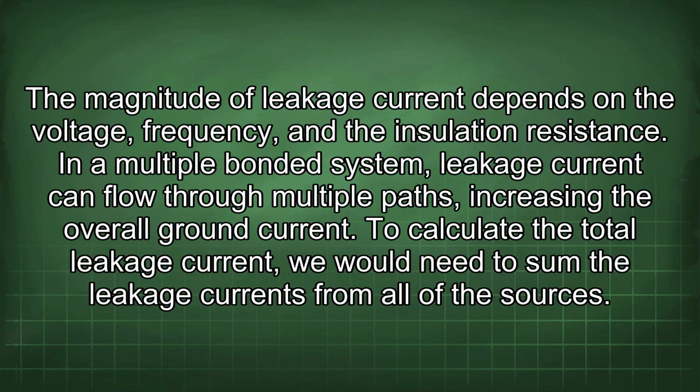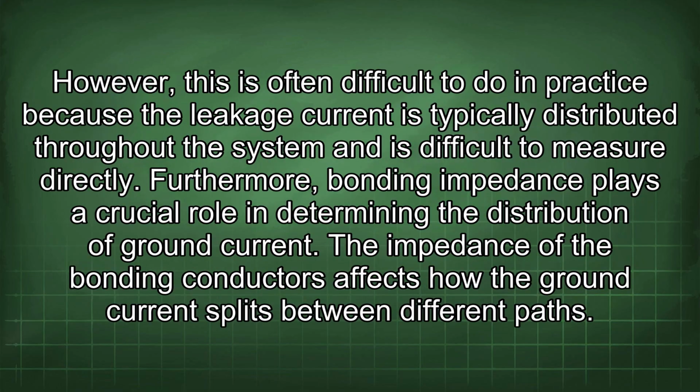The magnitude of leakage current depends on the voltage, frequency, and the insulation resistance. In a multiple bonded system, leakage current can flow through multiple paths, increasing the overall ground current. To calculate the total leakage current, we would need to sum the leakage currents from all of the sources. However, this is often difficult to do in practice because the leakage current is typically distributed throughout the system and is difficult to measure directly.